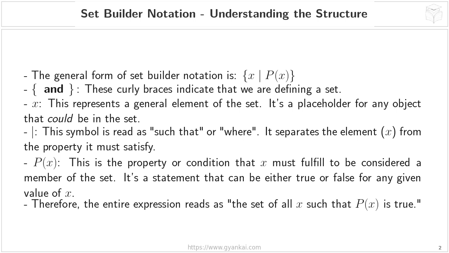Putting it all together, the entire expression, set builder notation, is read as the set of all X such that P of X is true. So, we're defining a set by specifying all the X values that make our property, P, true. We'll see this in action with some examples on the next few slides, but understanding this basic structure is key to both reading and writing set builder notation. Remember, it's all about defining a set by its characteristics, not by listing every single member.